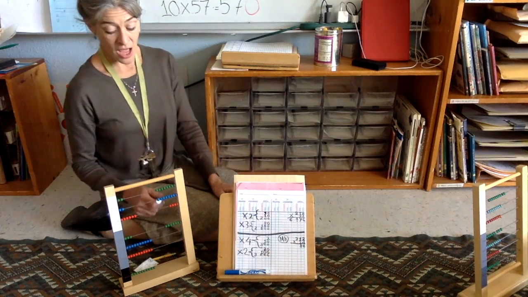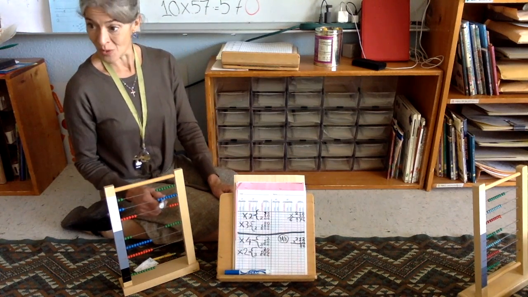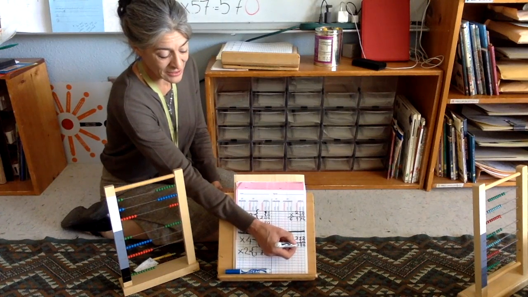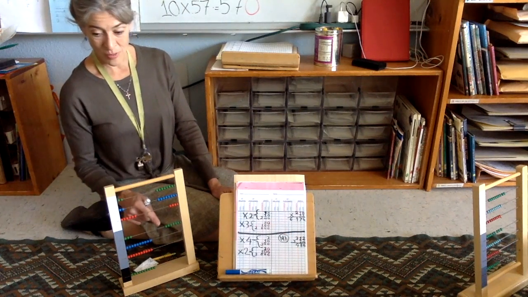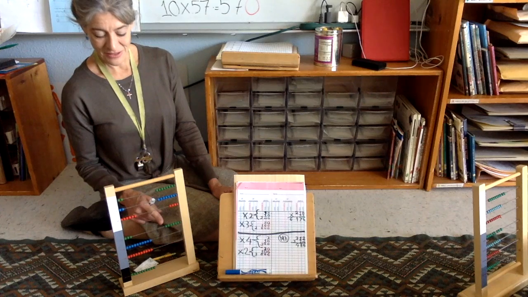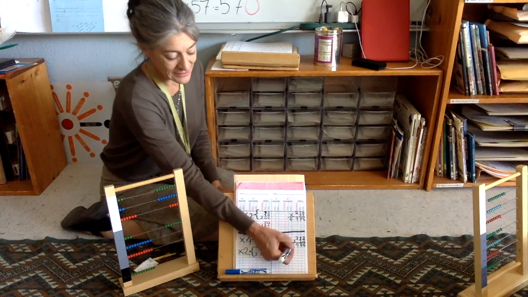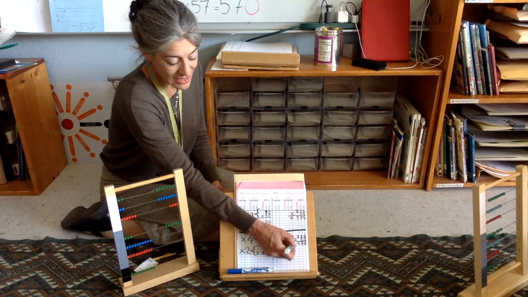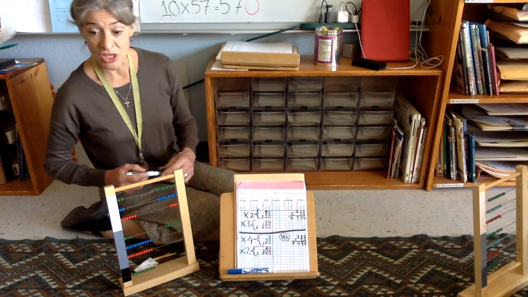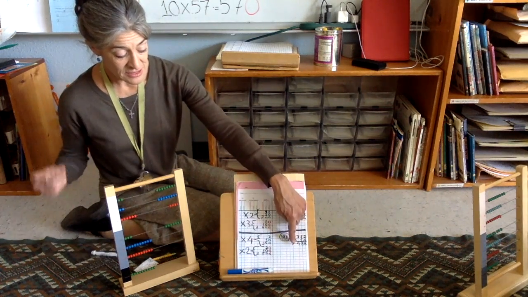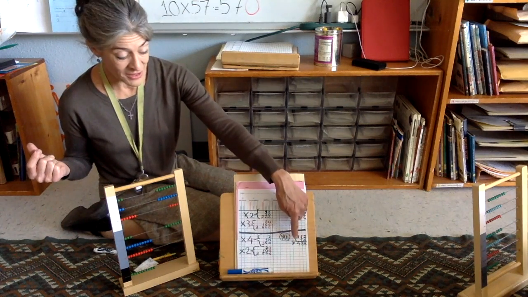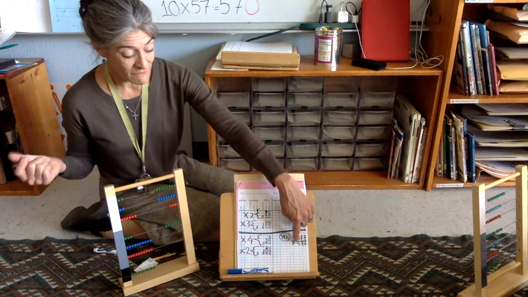How many hundreds? 4. Good, Andrew. On the red, you're going to put a 4. And how many thousands? 7. And we're writing this with regular pencil, no red pens, okay? And let's read just the product. 7 thousand, 4 hundred.